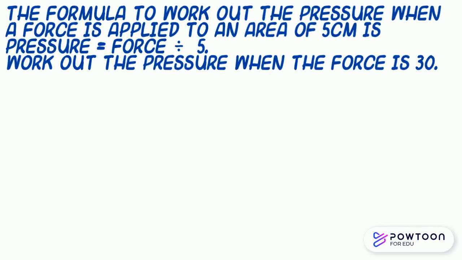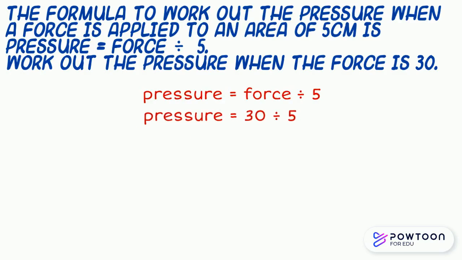The formula to work out the pressure when a force is applied to an area of 5 centimeters is pressure equals force divided by 5. We want to work out the pressure when the force is 30. So we've got pressure equals force divided by 5. We know force is 30, so we're going to replace it. It becomes 30 divided by 5, so the pressure is just 6.